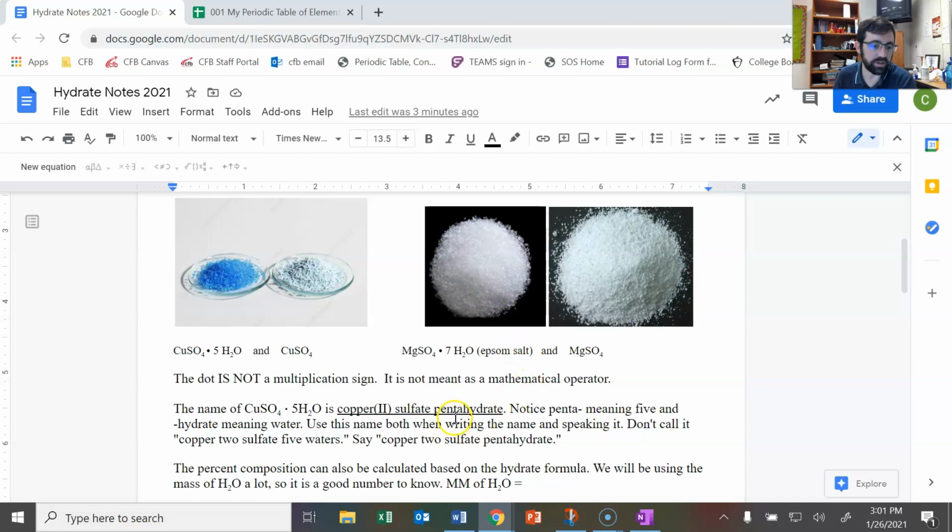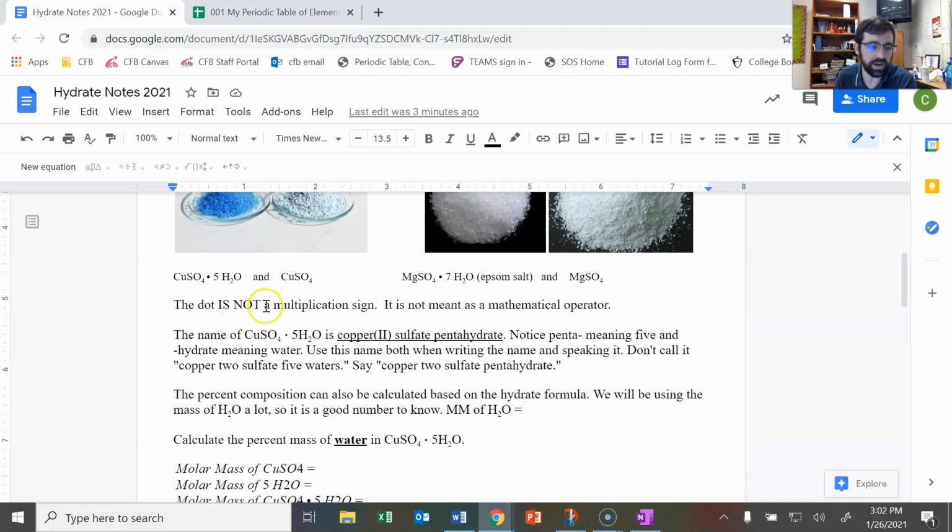A couple things I want you to know when you're looking at these formulas. The dot is not a multiplication sign. It's really important to recognize that. It's not meant as a mathematical operator. In fact, it just tells us that there are 5 water molecules for every 1 copper sulfate molecule. So when we're finding the molar mass, which we'll do in a little bit, we're actually going to use that more like a plus sign. So we will add the mass of 5 waters to the mass of copper 2 sulfate.